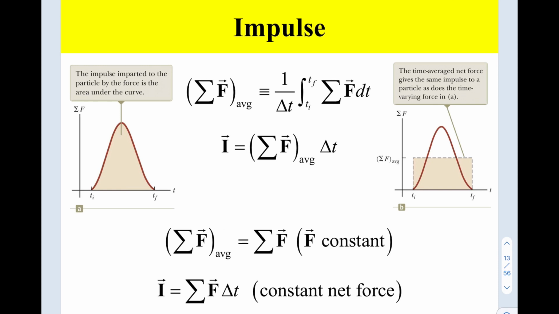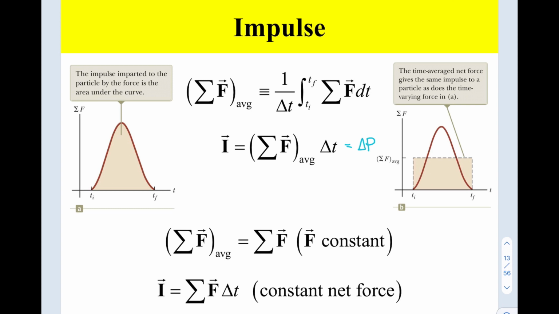If we refer to this, the sum of F in terms of average must be equivalent to the integration of the sum of F with respect to t, times 1 over delta t. So impulse is defined as F average times delta t. Rearrange this, bring this up here. So impulse is the sum of F average times delta t, or bear in mind, this is equivalent to change in momentum.